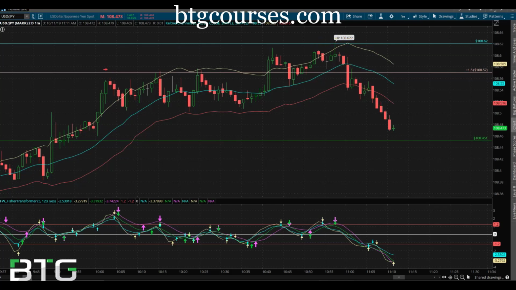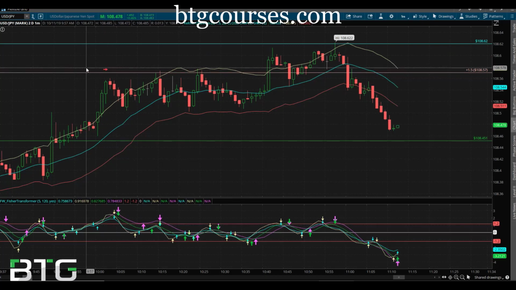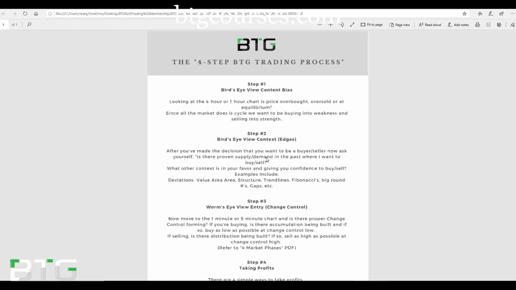Super simple, right? But you've got to have these charts. If you don't have these charts, you wouldn't have known that this was the BTG plus 1.5. And you've got to combine all of those elements in terms of structure, supply, context, change control, get the move and bank green. It's all there for you. This process right here, it's all there.